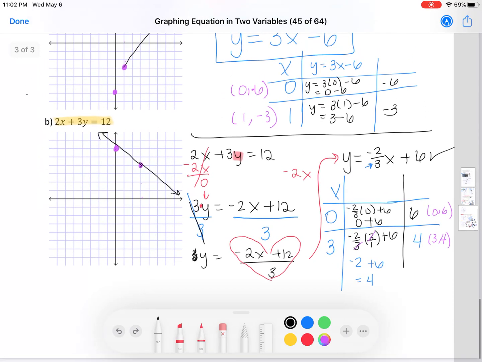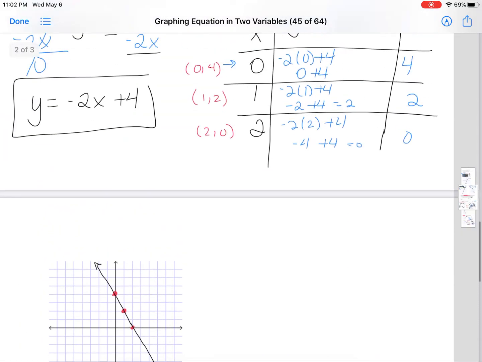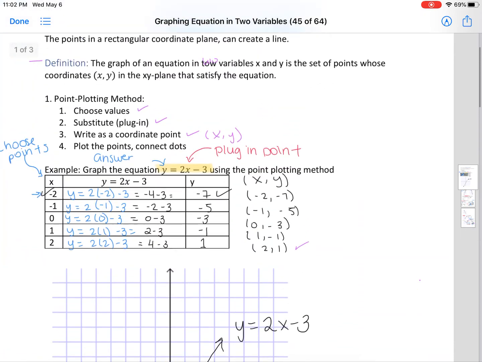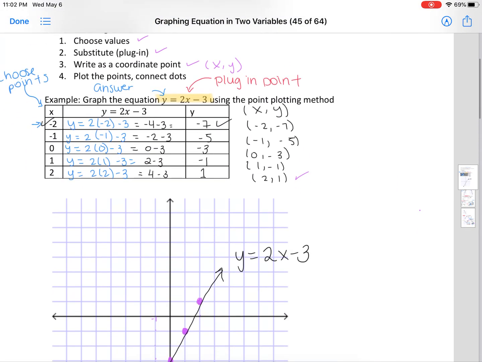Alright, so that's it for our lecture on graphing equations of two variables. There's different ways of graphing a line, but our good starting point is by doing a chart and choosing points to create our line. If you have any questions, you can post them on our discussion board, email me, but make sure you get your questions answered. Thanks.